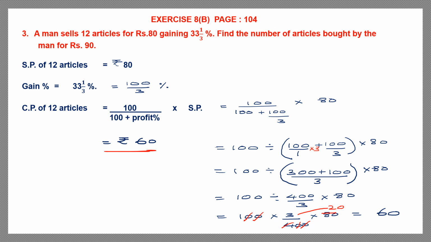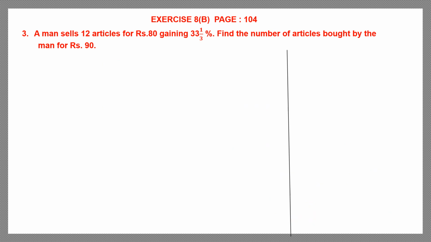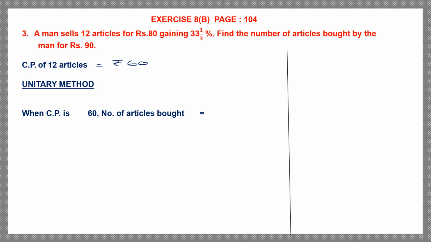Now we're going to use the unitary method to solve this. Let's work it out. The cost price of 12 articles is found out to be 60 rupees. So according to the unitary method, when the cost price is 60 rupees, how many articles were bought? See, when the cost price is 60 rupees, 12 articles were bought. So the number of articles bought is 12.